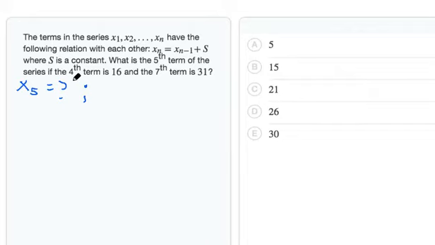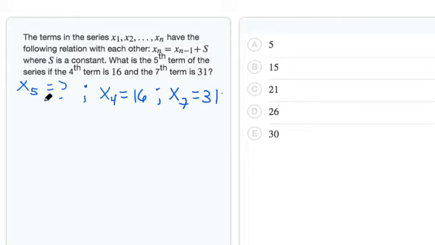We're told that the fourth term in the series is 16, so x sub 4 is equal to 16. We're also told that x sub 7 is equal to 31. Now we might need these values since it seems like there's a pattern going on with the x sub n's, where we would need the term right before it.